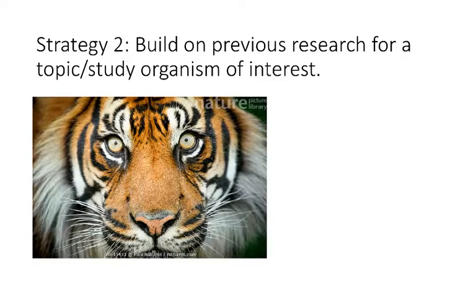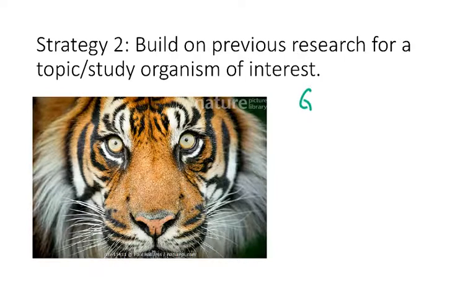A second strategy would be to build on previous research for a topic or study organism of interest. And so for this, I would encourage you to go back to that discussion assignment you did in the beginning of the semester where I asked you to think about potential topics for your GRFP proposal. You already have thought about things you're interested in, either topics or organisms, and you can start there. So what you can do is if you have a particular, for instance, study organism of interest, say you're really interested in tigers, what you can do is do a search for papers that have been written about tigers.